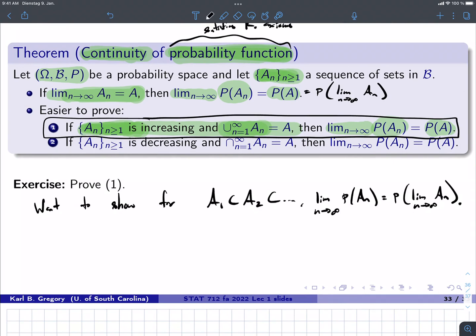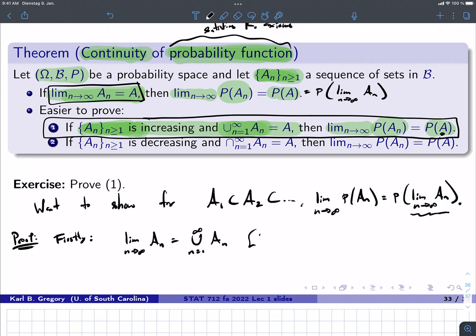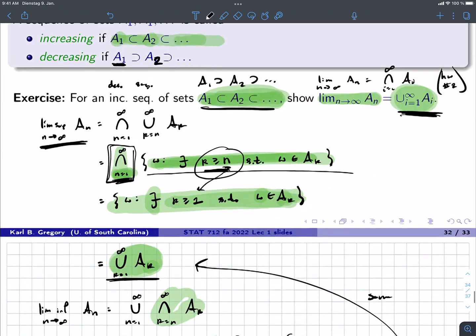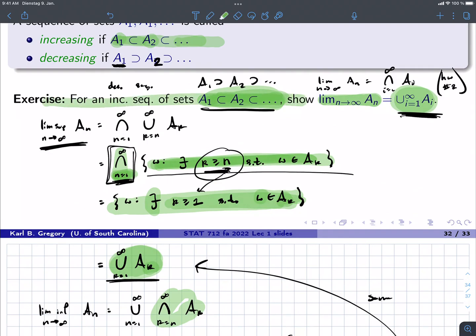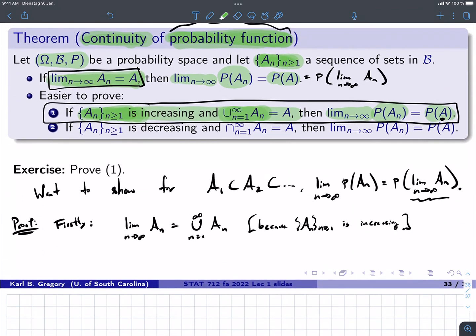Okay, so let's do it. Here's the proof, and we're going to use some fun things that we know how to do. So firstly, we know that this limit here, which I'm writing as just A up here in the statement of the result, is the union of these because the sequence is increasing. Remember, this is what we just showed, back here. It's this result: for an increasing sequence of sets, the limit is the union. So I just want to show the limit of probabilities is the probability of the limit. And I'm first just observing the fact that the limit is the union.